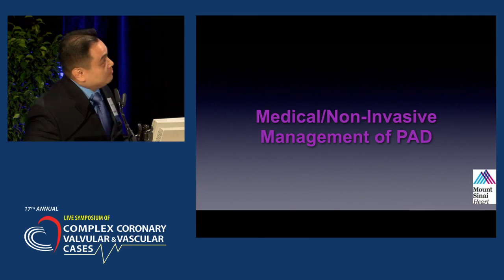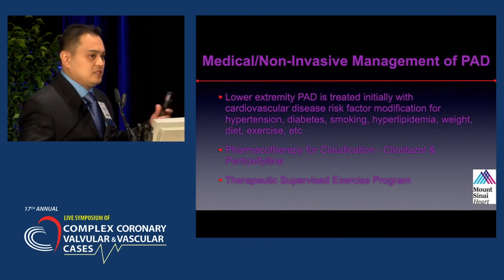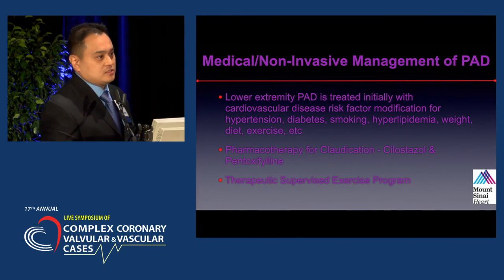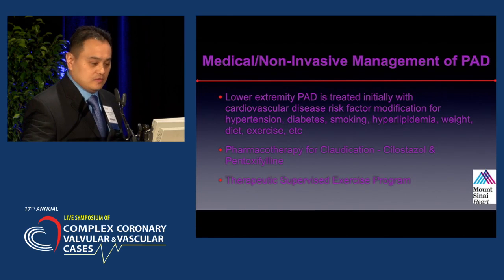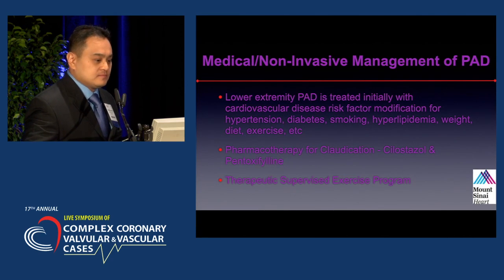Almost time up. Okay, so medical non-invasive management of PAD. We do all these tests, and we get back results saying the ABIs show severe occlusion in the lower extremities. We get the CTA, and it gives us a good picture of the blockages. So what do we do after that?